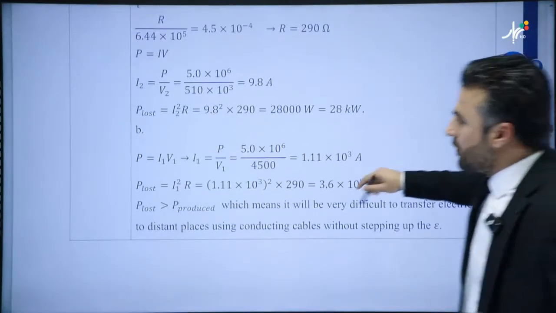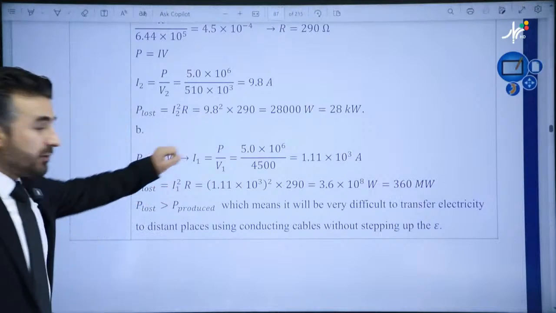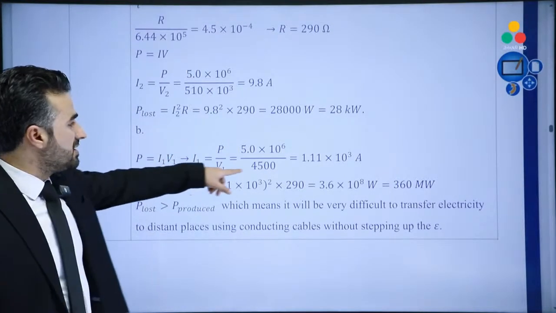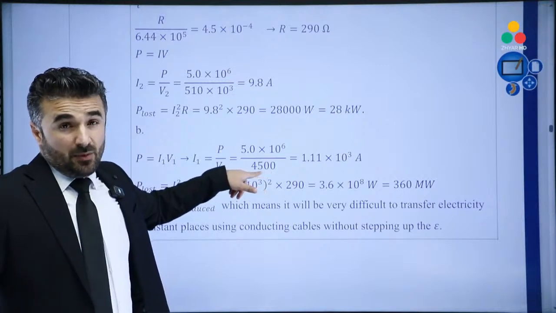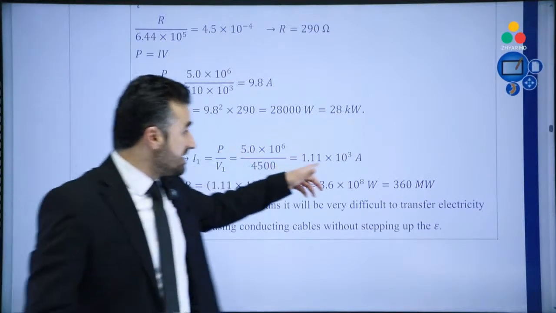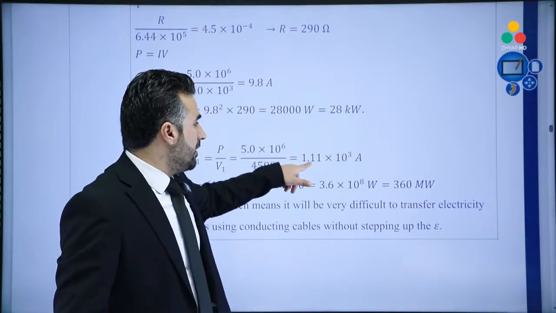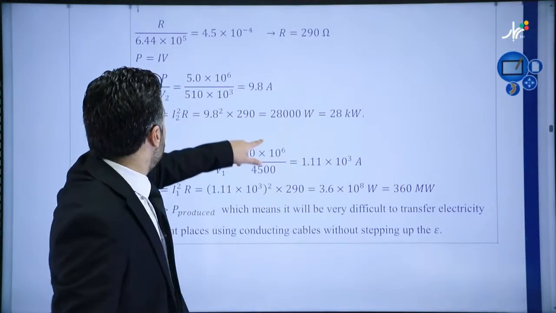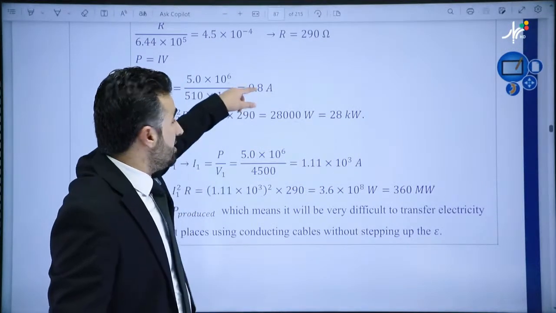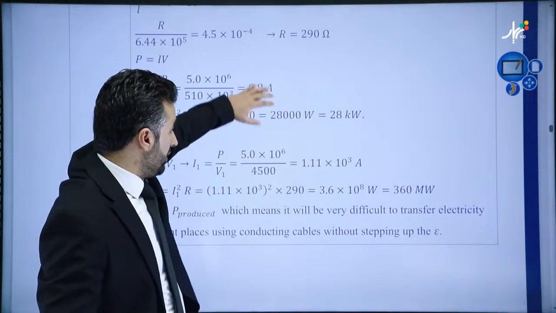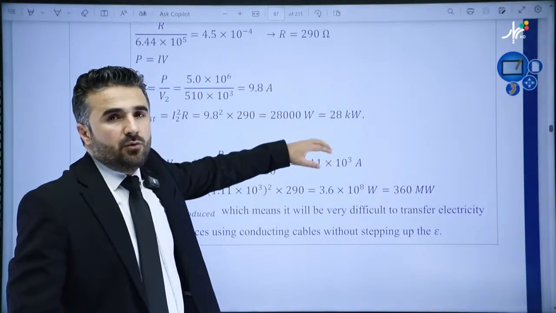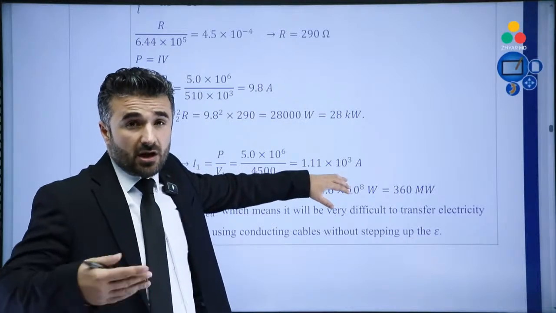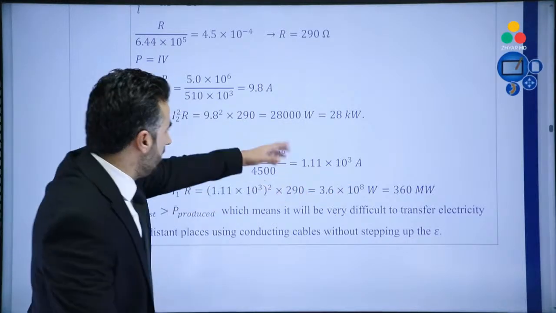So take a look. If we're not going to use the step-up transformer, we'll have to use the voltage before stepping it up, that is V1 basically. And if that is the case, then the current you will get will be 1.11 times 10 to the power 3. Compare this one to the current that is there. You see, by stepping up the voltage, this current will be reduced a lot. This current will be way bigger than that. And of course, the bigger the current, the more the power loss.